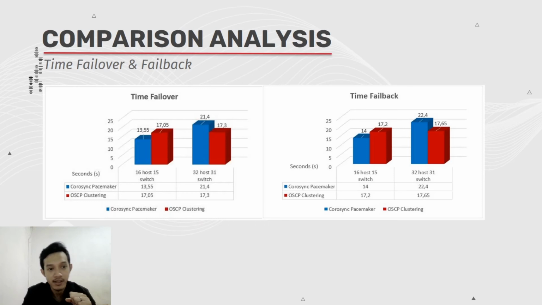Okay, this is the comparison analysis of time, failover and failback. It can be seen that in the topology of 16 hosts and 15 switches, the crossing pacemaker method is faster than OSGP clustering. This is due to the increasing number of nodes. The load on the controller increases, so the time needed by the primary controller to hand over the network performance to the secondary controller is getting bigger.